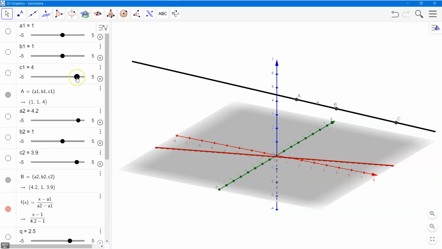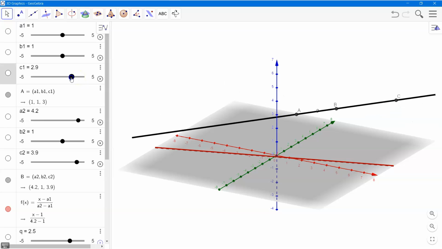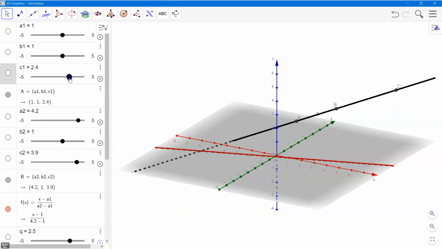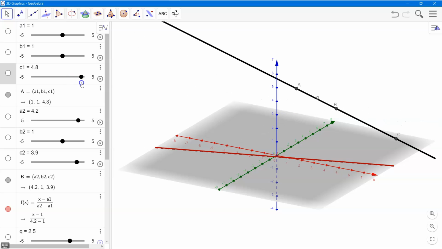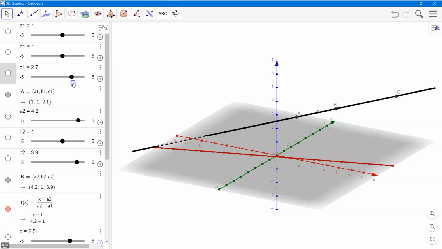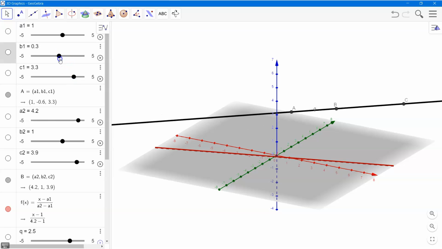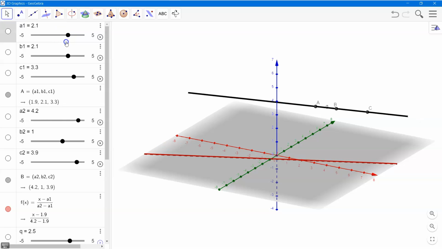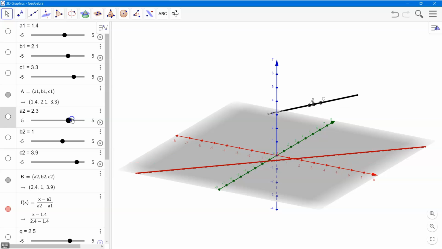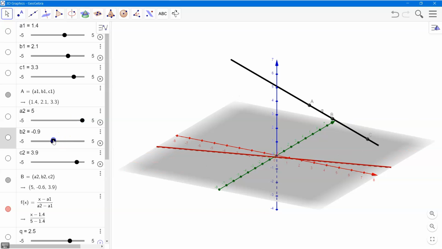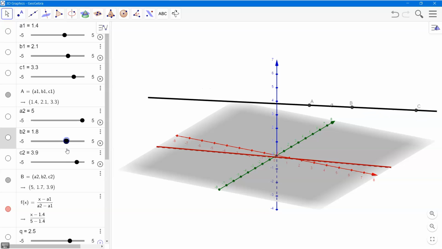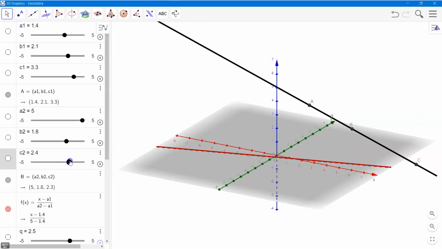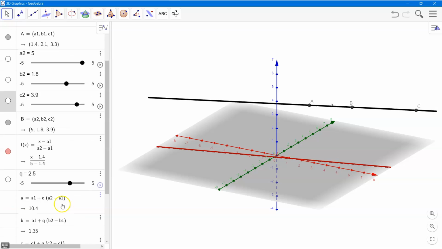As you have seen in my previous videos, you move this, so C accordingly moves. It always lies on the same line. Similarly, if you move this, and if you move this, you change any of these values, automatically C will shift its position. Similarly, if we move Q, the position of C on that line will change, and that's all.